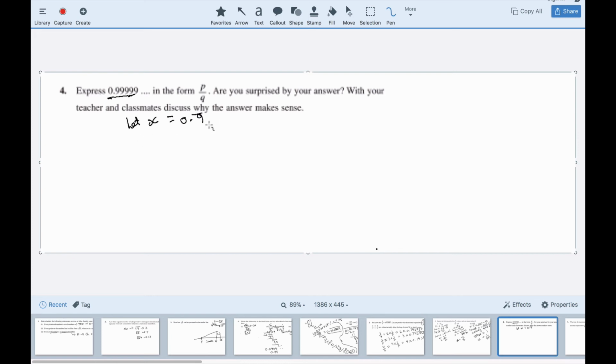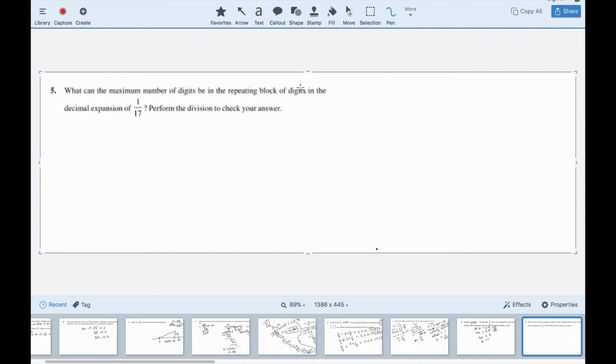So as there is 1 decimal place, I will multiply both sides with 10 and I will get 9.9 bar, right? Which can be again written as subtracting equation 1 from equation 2, we get 9x is equal to 9, so x is equal to 1. So that is why they say, are you surprised by your answer? Because it is very near to 1. When rounded off, it will give us 1.